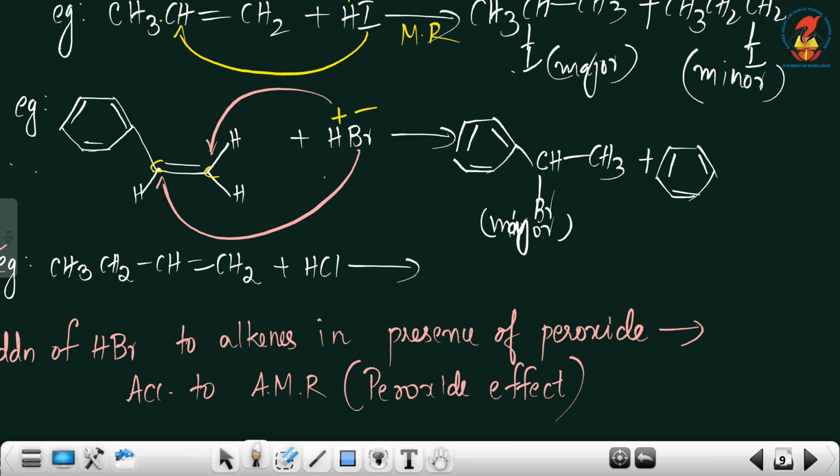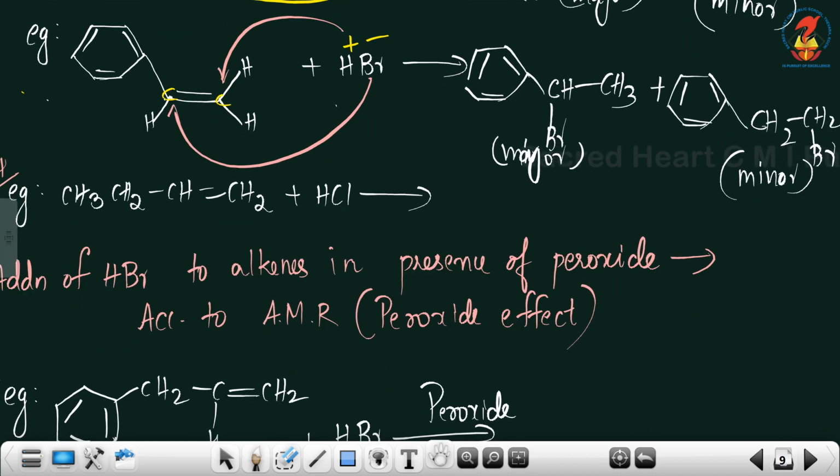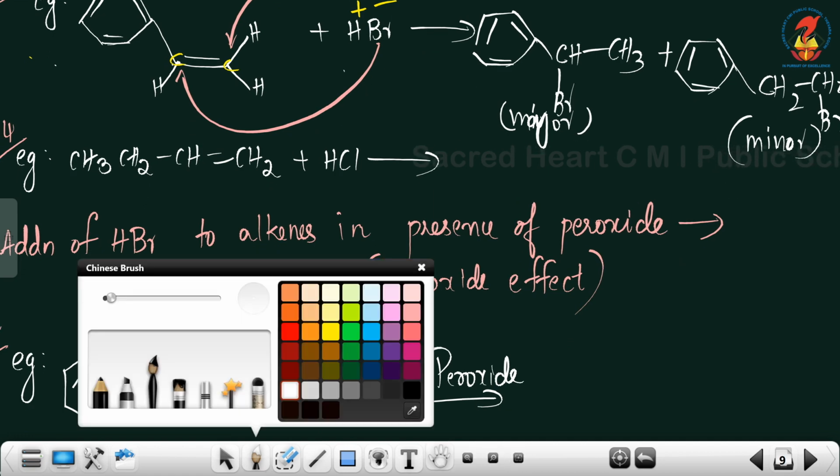Benzene ring. To this carbon we have to give hydrogen, so it will become CH2 single bond CH2Br, and this will be the minor product. Now see the next example.